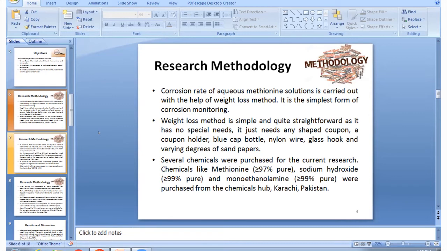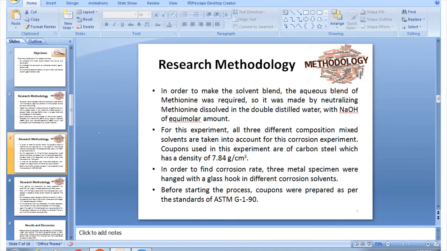We just need any type of coupon and a coupon holder, a blue cap bottle, nylon wire, and glass hooks so that we can carry it in the blue cap bottle, and we need varying grades of sandpaper. It is one of the oldest techniques, yet it is still reliable in many circumstances. These were the chemicals purchased for the current research: methionine, sodium hydroxide, and monoethanolamine.